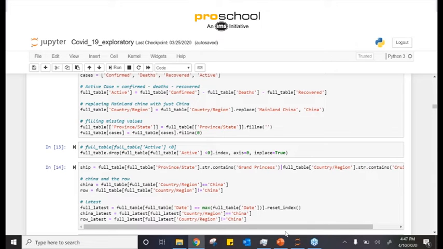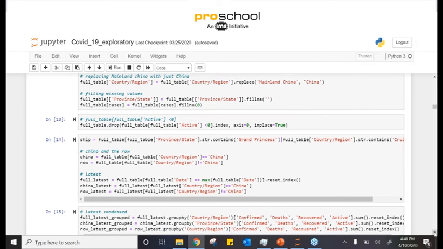So to bring in that sanity check, I have just removed all the rows which have an active value less than zero. Obviously, it should not be less than zero. It should be more than zero. Equal to zero will also work, but it should not be less than zero. So it's just a sanity check that I have created here.